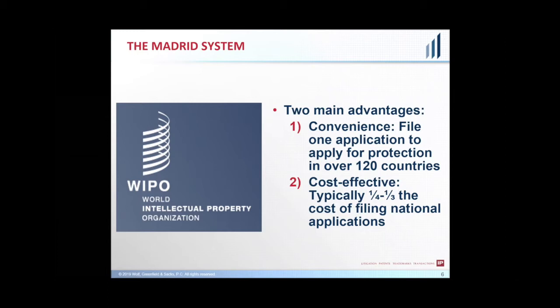And having an international registration not only streamlines the application process, but it also makes it much easier if you're trying to assign your rights or when it comes time to renew those registrations. It's also much more cost effective. So typically, filing through the Madrid system is a quarter to a third the cost of filing national applications. And filing through the Madrid system becomes increasingly cost effective the more countries that you designate. So if you're designating 2 countries through the Madrid system, you're not going to see as much of the benefit until you're applying for 5+ countries.